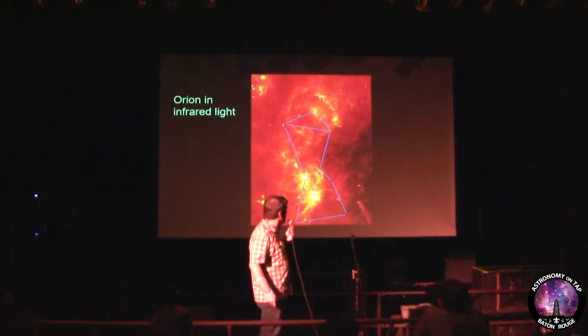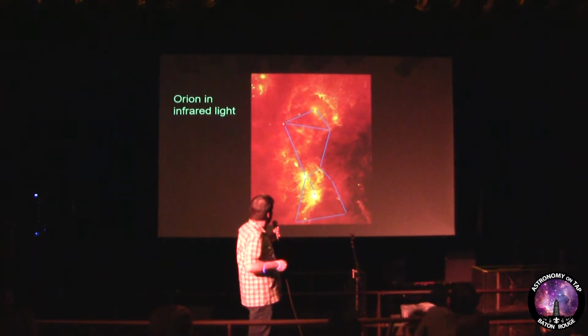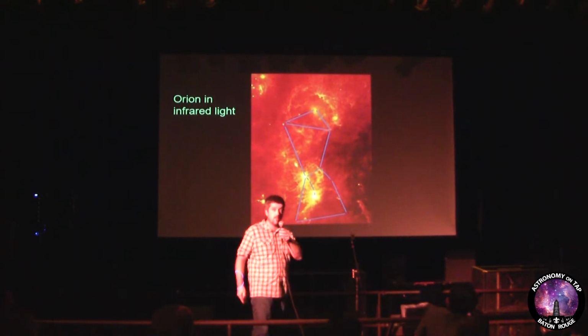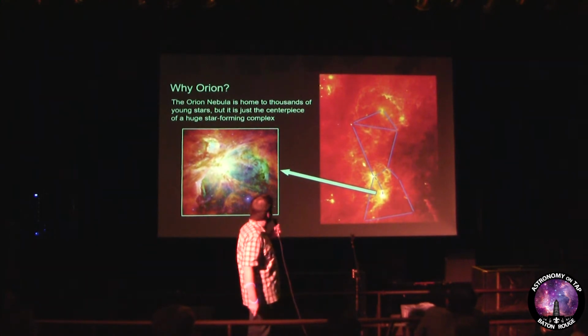And here we can see that there's a lot more to Orion than meets the eye. The Orion Nebula is suddenly this bright, glowing patch of nebulosity. But besides the Orion Nebula, we have infrared light all up and down the constellation, showing us the sites of star formation. So this is why we study Orion.